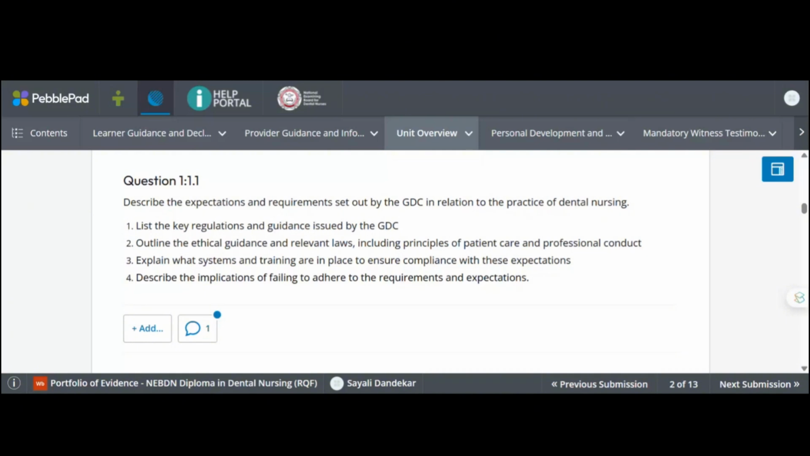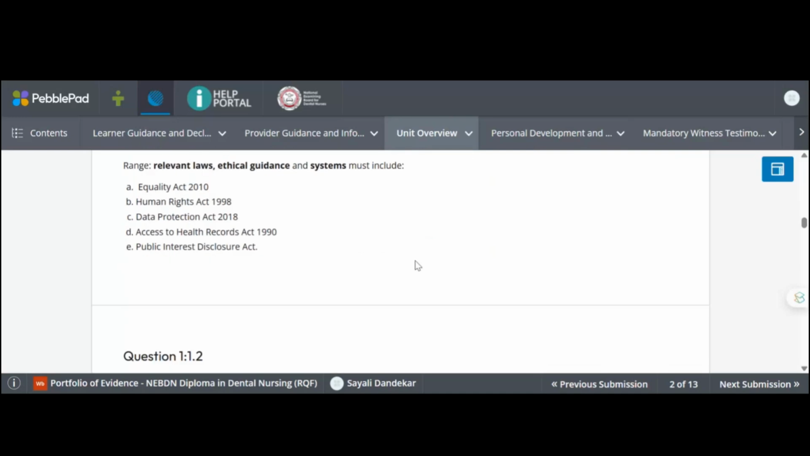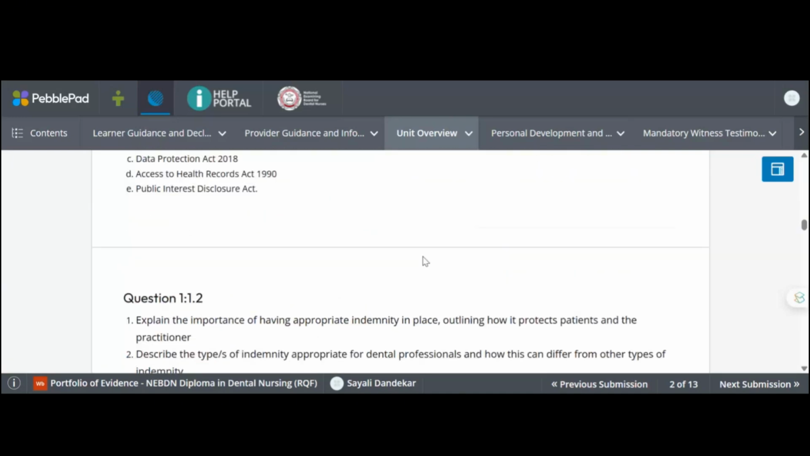and professional conduct. Here again, you have to mention the names of the laws and how they are applicable and where you can use them. But again, you have to write it like an essay, not like you do or use these things while you're working. And after that, there is: explain what systems and training are in place to ensure compliance with these expectations, and describe the implication of failing to adhere to the requirements and expectations. You have to fill in all these questions as required and as mentioned.